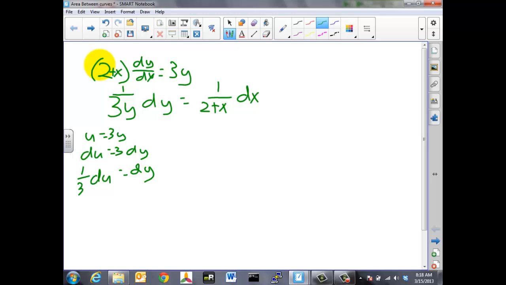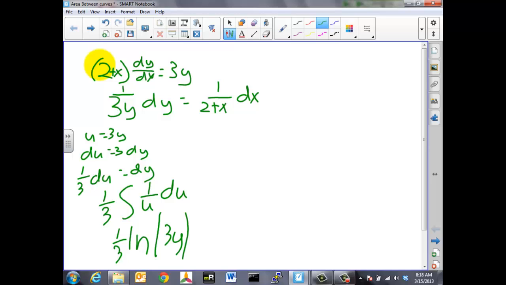So now when I integrate this, I'm integrating 1 over 3 times the integral of 1 over u du. That becomes 1/3 the ln of 3y. Most of you just wrote down ln of 3y. It's 1/3 the ln of 3y. If you do that, then you'll get it right. But most of us did not do that.